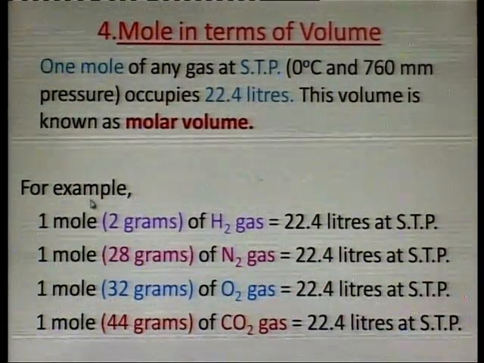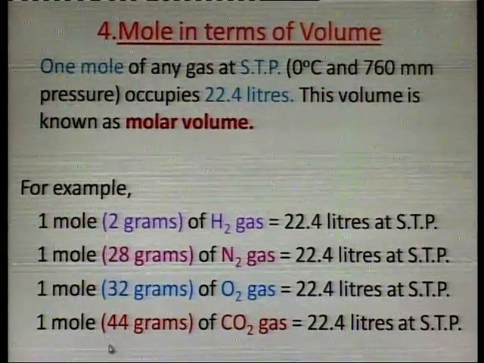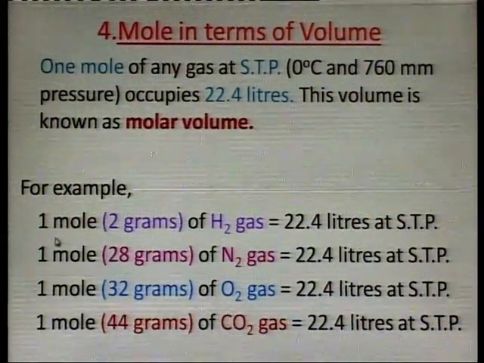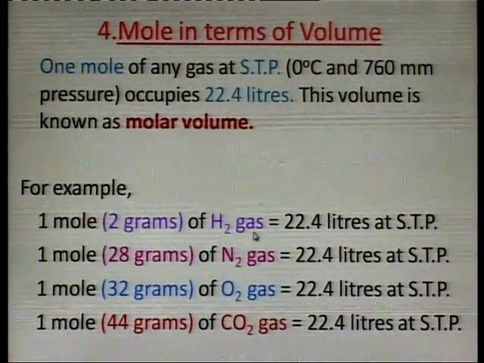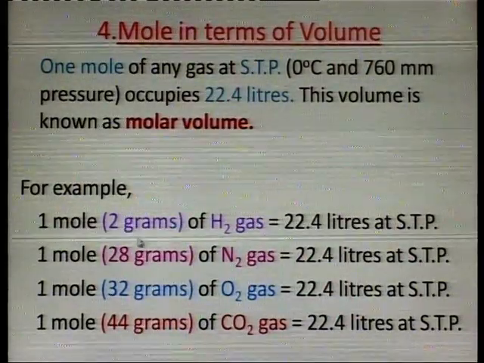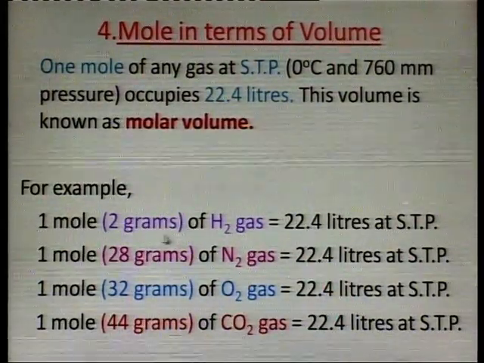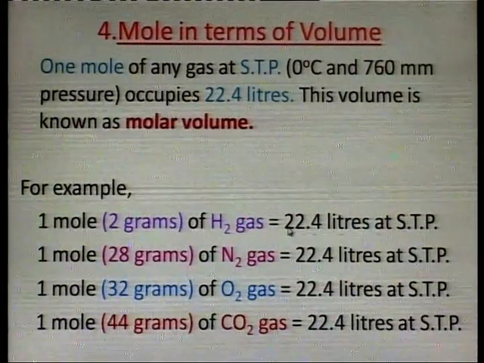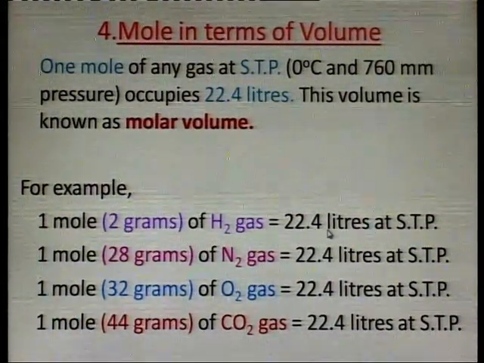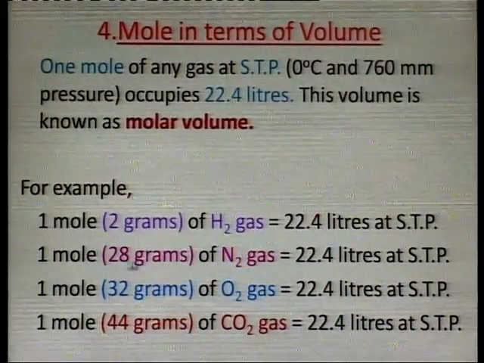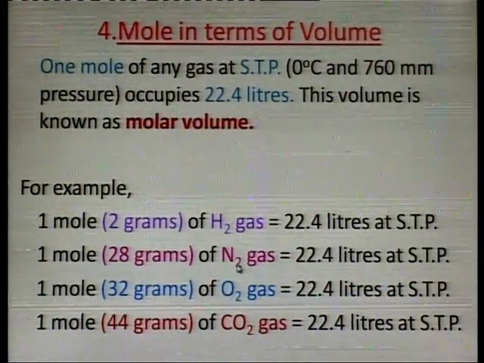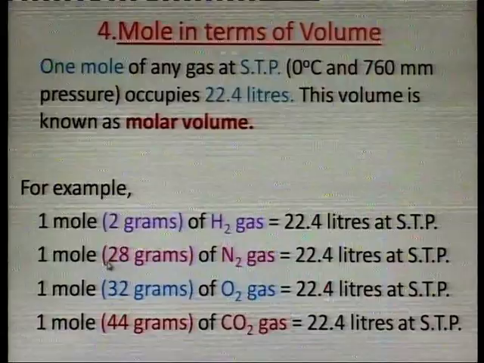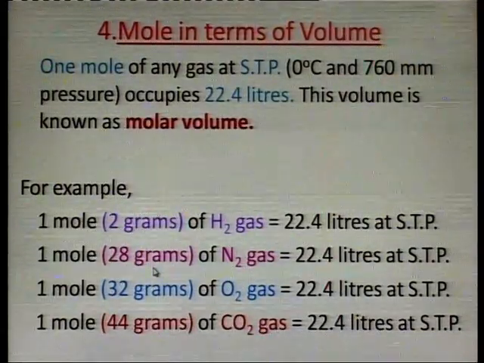So, we can study it by taking 2-3 examples of different gases. 1 mole of hydrogen gas, H2 gas, whose molecular mass is 2 grams, will have a volume at STP equal to 22.4 liters. 1 mole of nitrogen gas, that is N2 gas, its molecular mass is 28 grams.